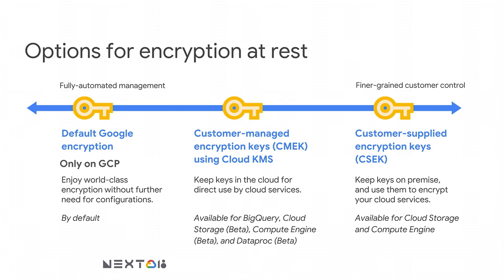And then finally, on the right side, we have customer-supplied encryption keys. This is a feature that we shipped a couple years ago. It's only available for GCS and GCE, I should mention. But this allows you to keep the keys resident, so you don't store them in the cloud. Every time you make a call that needs to access data, you provide a secret that helps unlock that data. That secret is something that we only keep in memory.